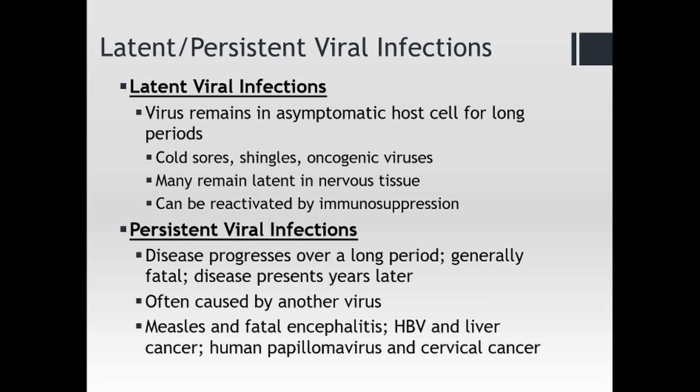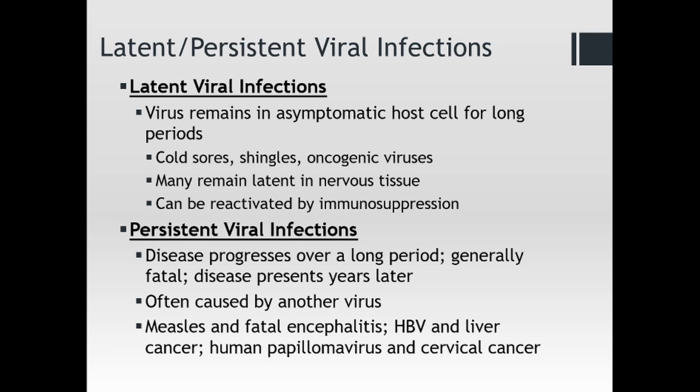In terms of infections, and maybe this would be more of a clinical aspect or speaking in terms of healthcare, there are 2 types of viral infections, latent and persistent. So latent, and that's what the word means, it's hiding, it's not showing itself. So the virus remains in an asymptomatic host cell for long periods. You have symptomatic, so you're showing symptoms. Put an A in front of it. No symptoms. So the host cell is infected.